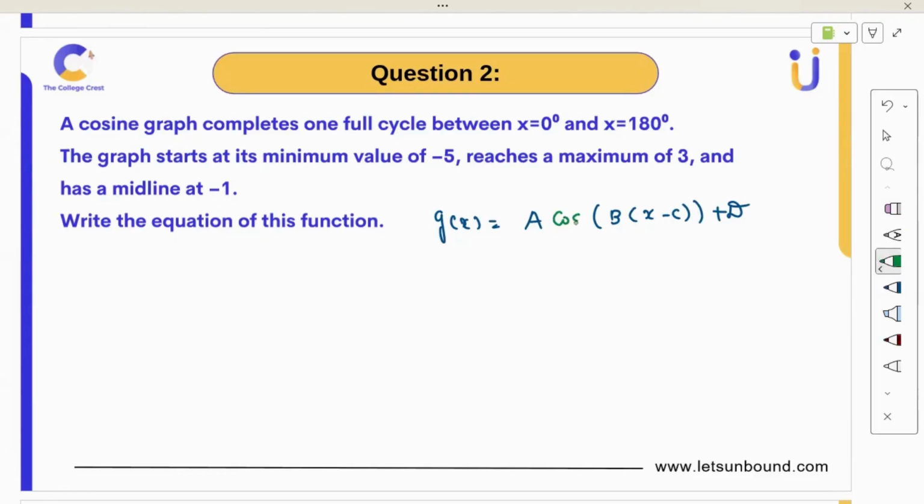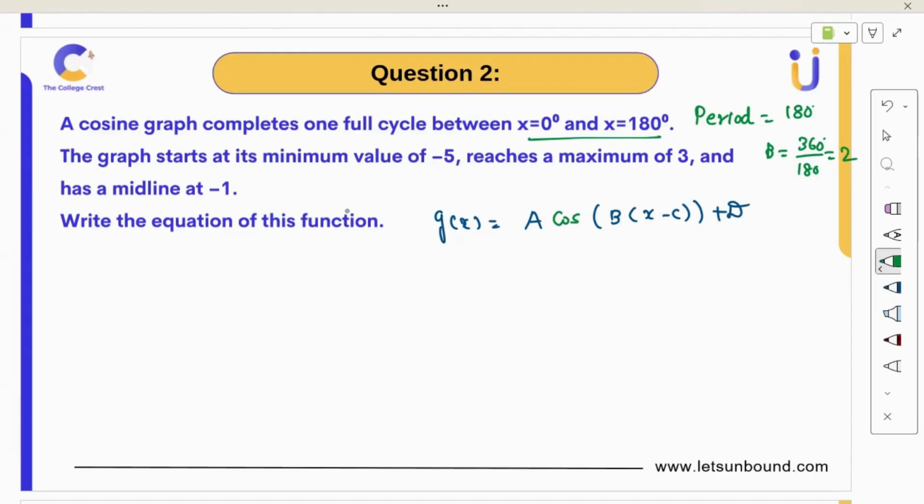Right. So this is cos, one full cycle. That means the period is 180 degrees. Usually, the cos period is 360, and your new period is 180. To find the B value, take the original period divided by the new period, just divide, and you will get the B value. So I got my B, which is 2.